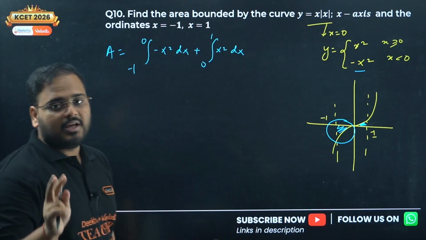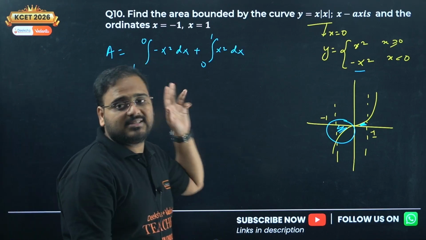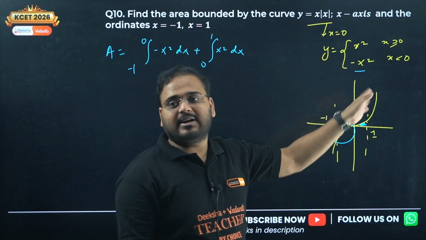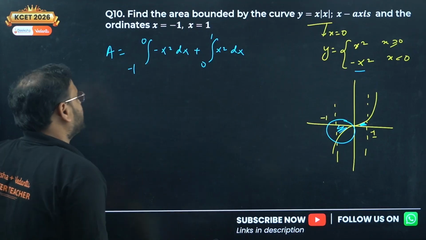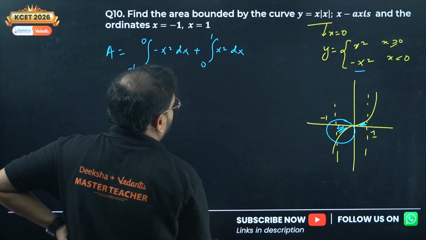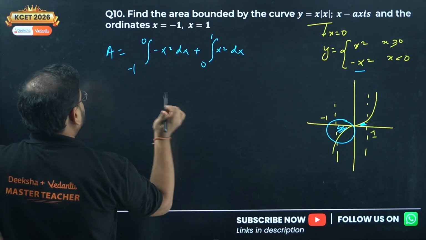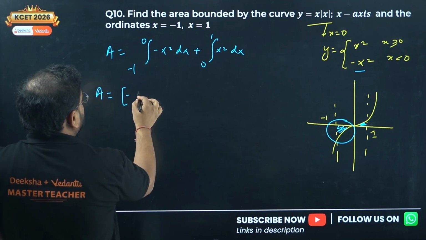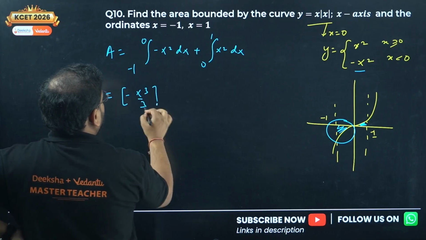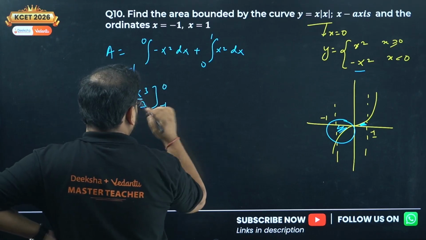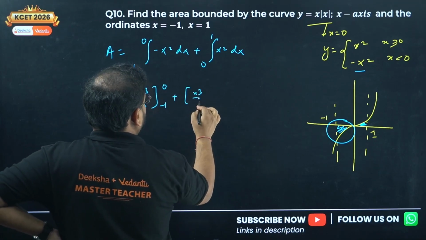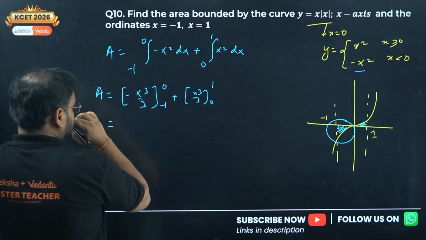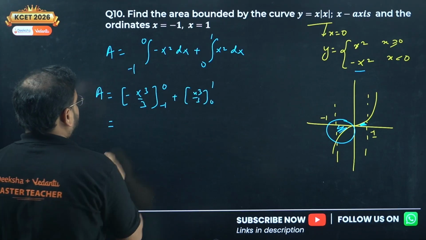Understand this very clearly. If you want to use modulus, don't use the minus sign, because what you have done already is you have already made it positive by taking minus x square. It's your choice. Nothing is wrong. Let's continue from here. Integration of this will be minus x cube by 3 from minus 1 to 0, plus x cube by 3 from 0 to 1.